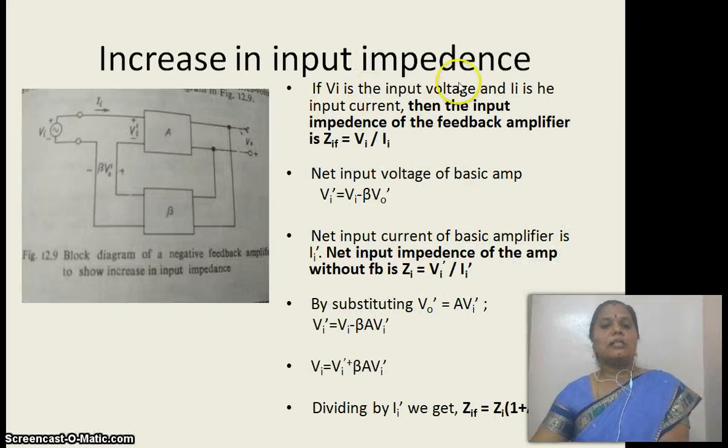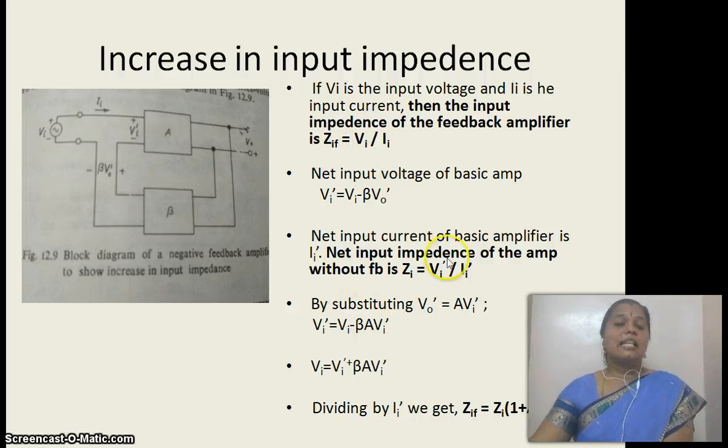And while talking about input impedance, here the same type of circuit can be considered where this VI and II are the parameters of the feedback amplifier, and VI prime and II prime can be treated as the parameters of the amplifier without feedback. So we know the impedance. Impedance is nothing but the resistance. Resistance is voltage divided by current. In case of the feedback amplifier, VI and II are the parameters. So what is it? ZIF is impedance, I is input. So input impedance of the feedback amplifier is VI by II.